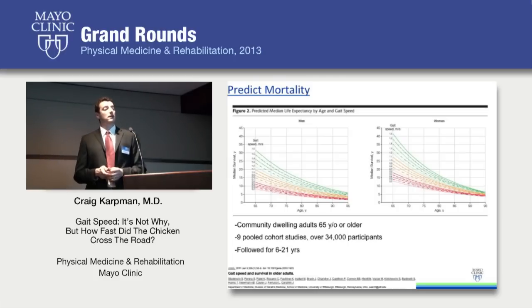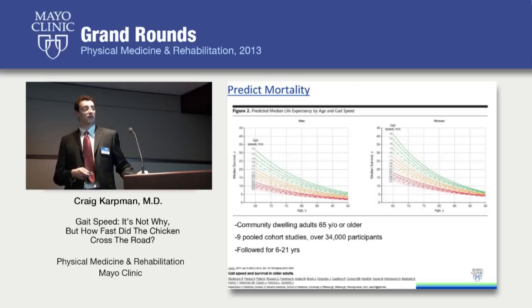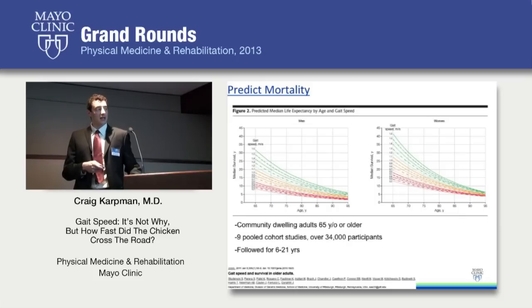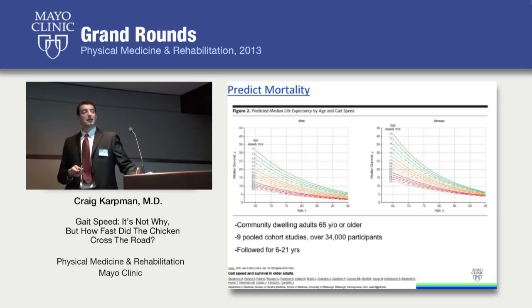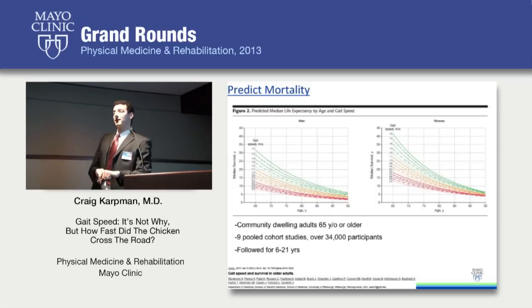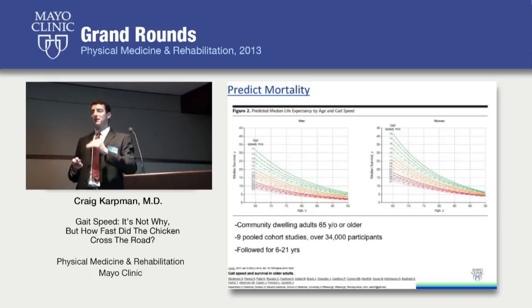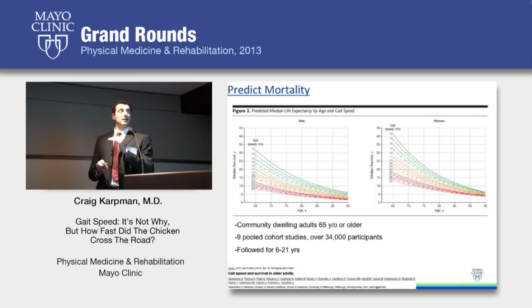This is one of the big studies, most of you probably have been exposed to it, from Studenski and her group in 2011. This is from JAMA, where they pooled 9 cohort studies, almost 35,000 patients, and followed them out for several years. And basically what they showed is as gait speed goes down, the predicted survival goes down as well.